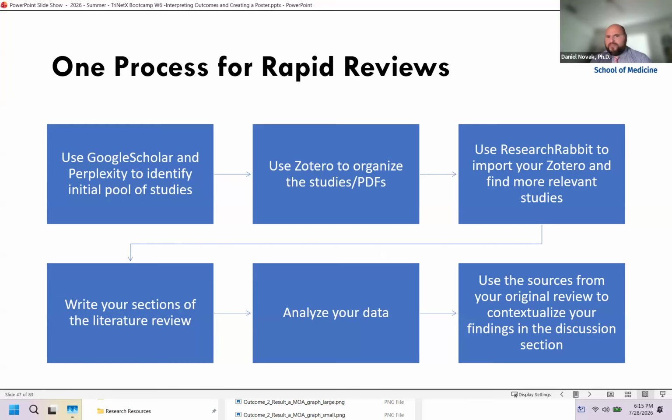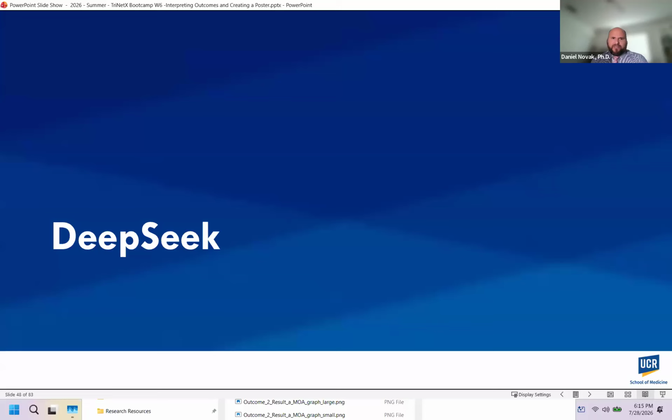Write your sections of the literature review, analyze your data, and use the sources from your original review to contextualize your findings in the discussion section. I might also suggest that as you wind up with more and more studies, you can use AI to help you organize them into logical subsections and to make your paper more readable and easier to navigate for the reader. That's a really good way to do it.